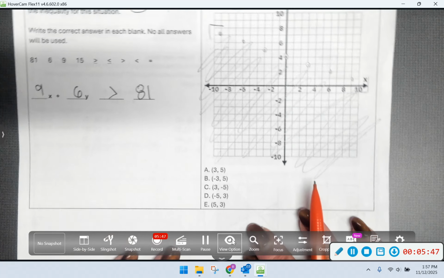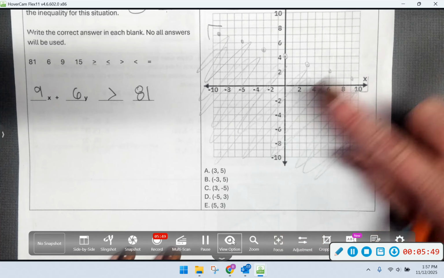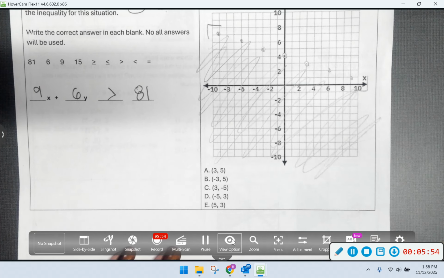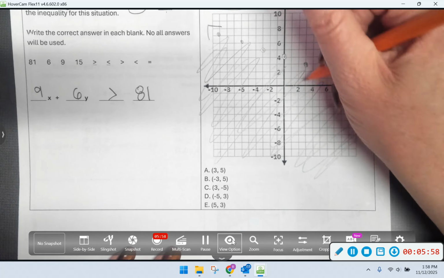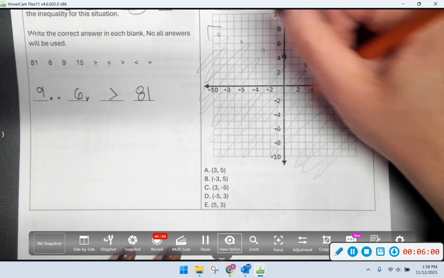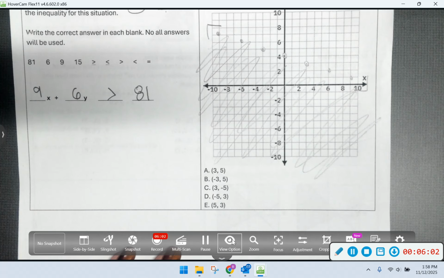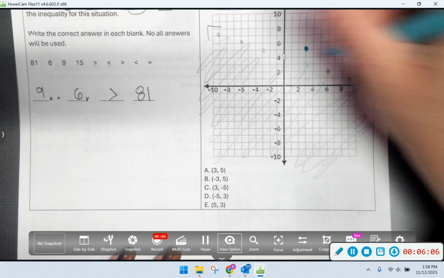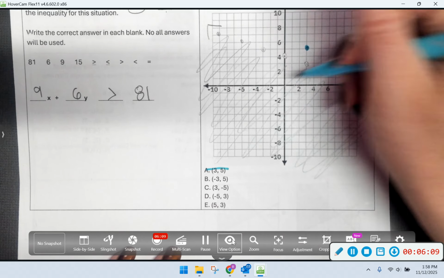Now, you can do this problem two ways. You can put all of these points on the graph, or you can type them into Desmos to see if they're below your line. I have my graph here, so I'm going to go ahead and do that. So I'm going to graph 3, 5. Let's do that in a different color. Let's do it in blue. So 3, 5. That's out of my shaded region, so I'm going to cross it out.